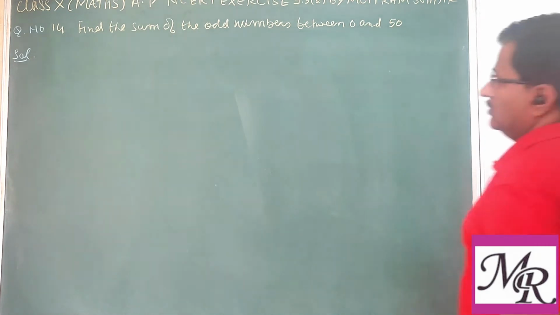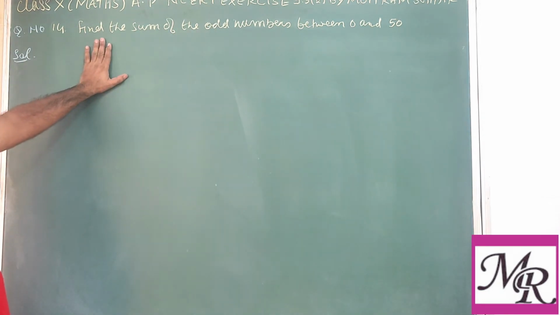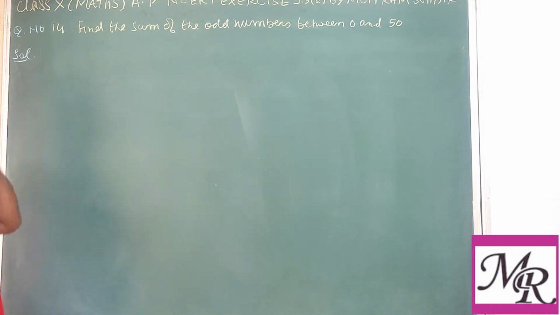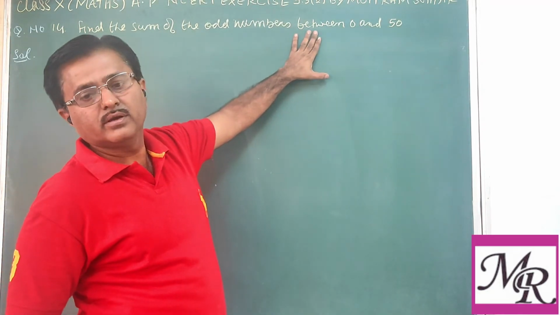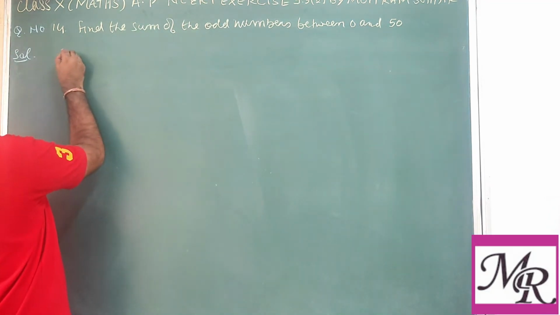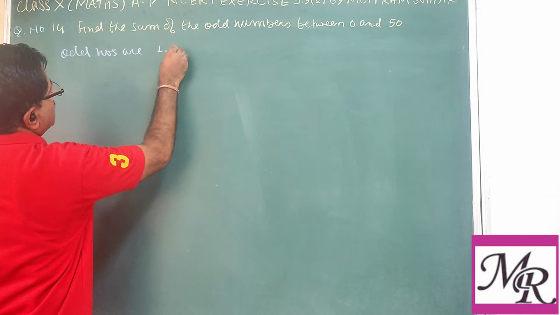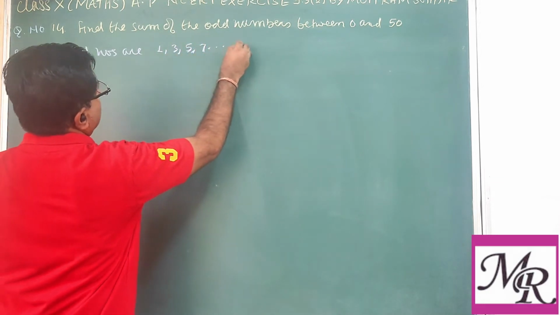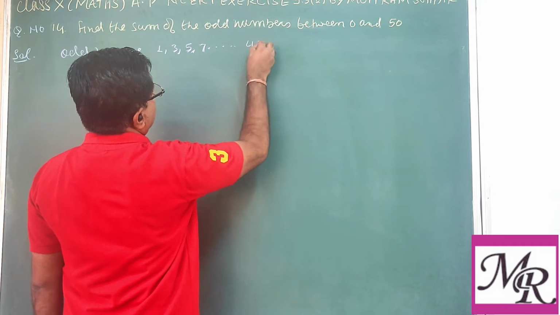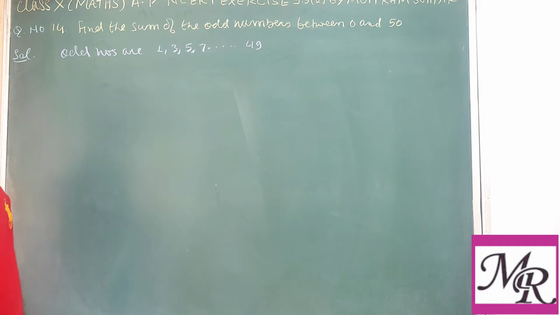Next problem: find the sum of the whole numbers between 0 and 50. We have to find the whole numbers between 0 and 50. We know that the numbers start from 1 and end with 49. So the numbers are 1, 3, 5, 7 and so on, up to 49, because 50 is an even number.